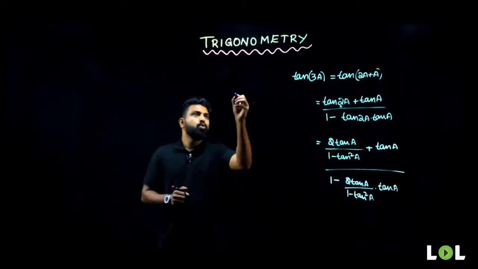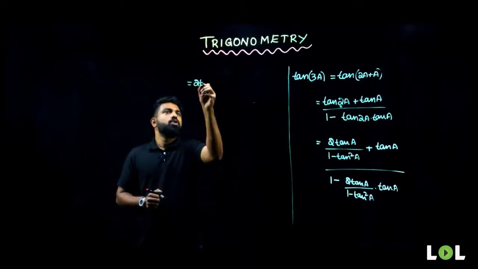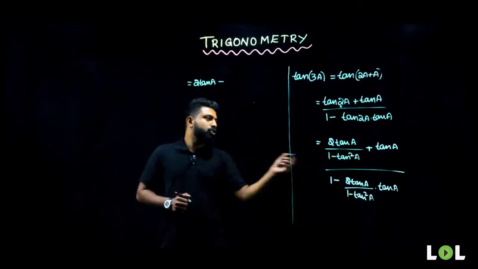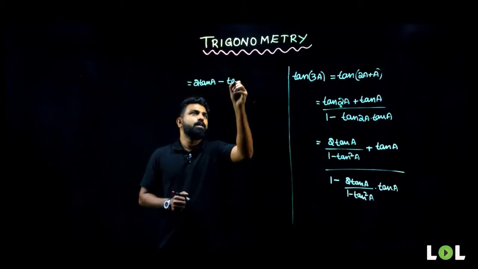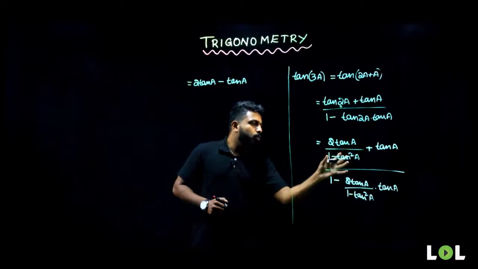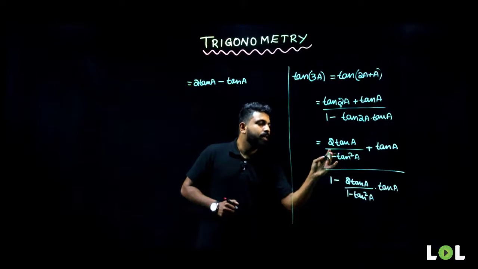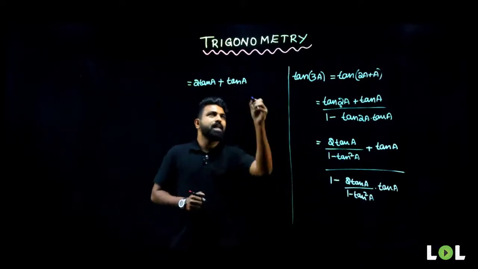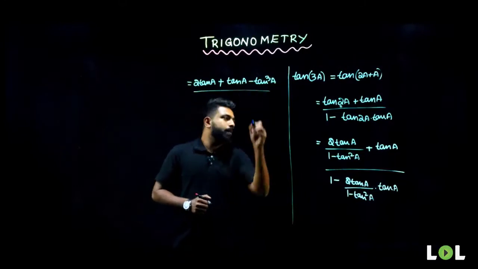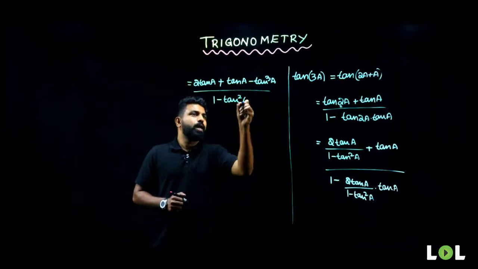I'll be getting 2 tan A. If I take the LCM here, sorry, 2 tan A into 1 minus tan square A. I'll be left out with 2 tan A minus, plus tan A minus tan cube A, the whole divided by 1 minus tan square A.